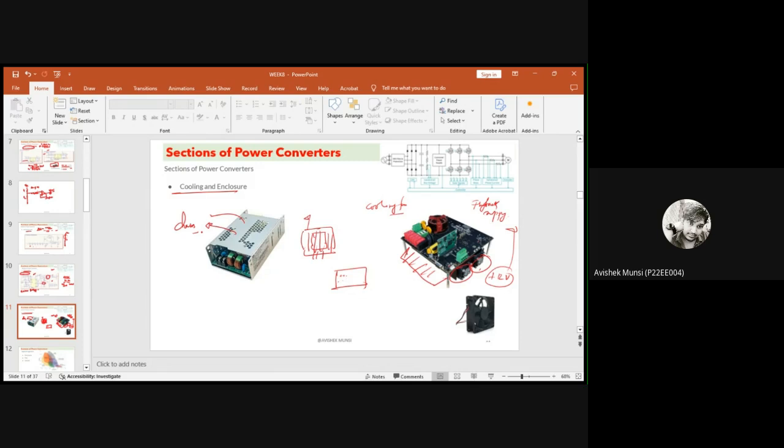So these are the basic parts of a power converter. And next, we will discuss a little bit about capacitors. How to choose a capacitor? What are the different types of capacitors? So, these are the parts of the converter. Regarding this, if you have any doubt, you can ask.